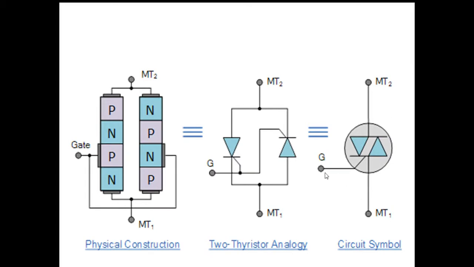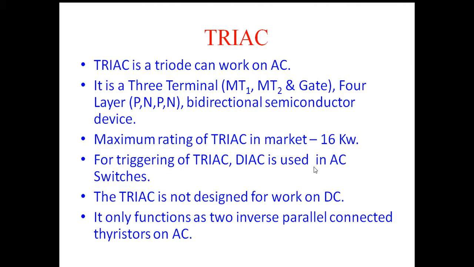The circuit symbol will be like this: two thyristors connected in anti-parallel, with terminals MT2, MT1 and gate. So this is the symbolic representation. It is a three-terminal, four-layer device like the previous SCR, GTO and diac, but the terminals are MT1, MT2 and gate for the triac. The maximum rating available in the market for the triac is 16 kilowatts.